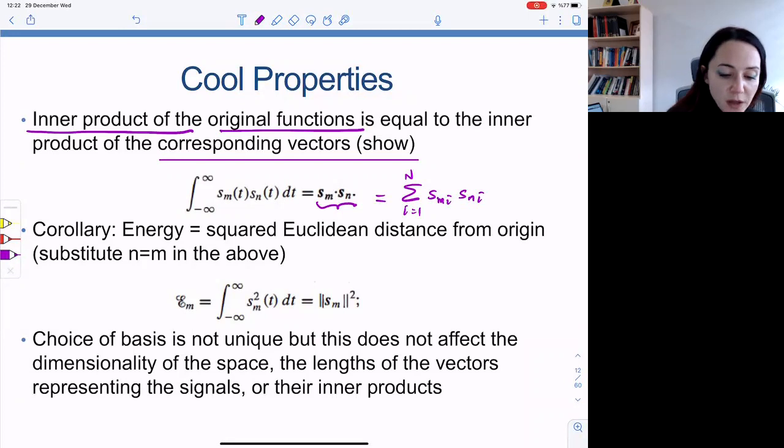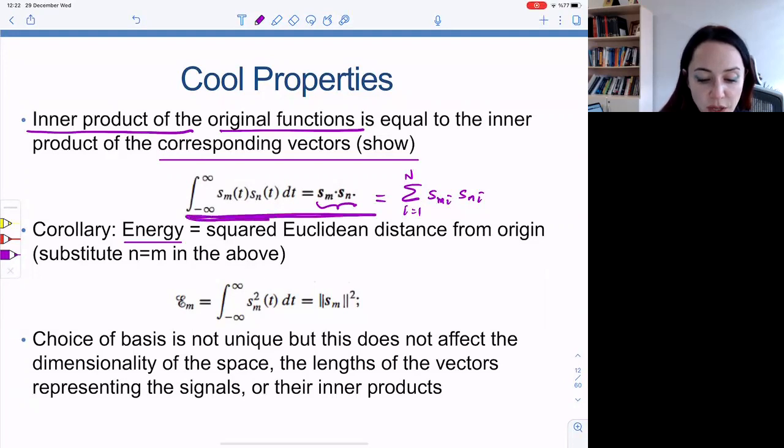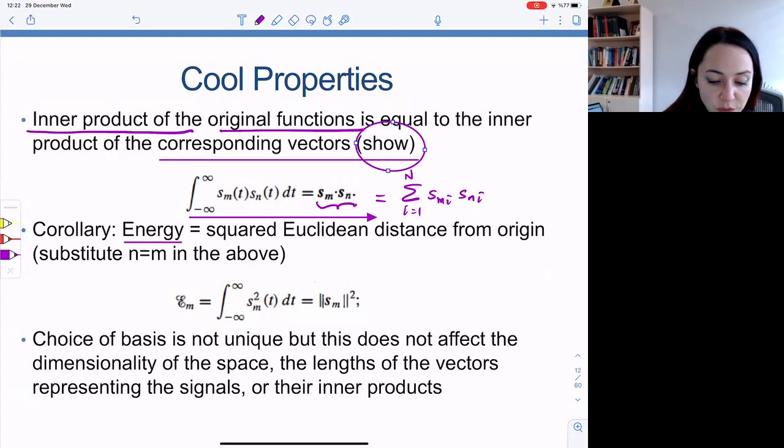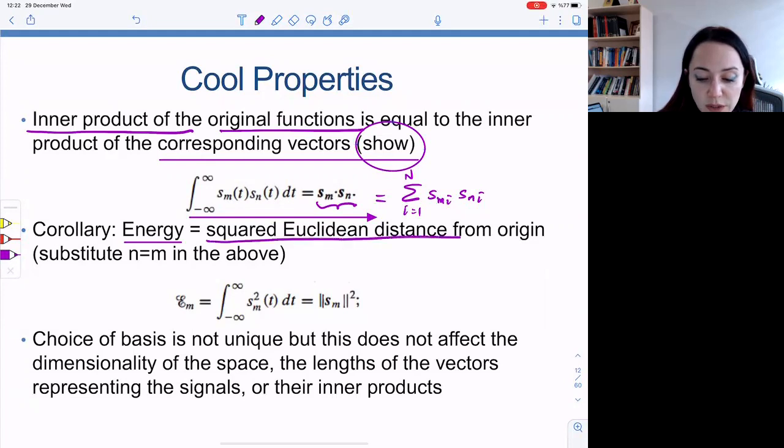Another result that follows from this is that you can compute energy, as you know, we compute energy by taking the inner product of the signal with itself. Okay, but as a corollary of this result, by the way, I would like you to show this result. It's very simple to show. By a corollary of this result, the energy of a waveform can be computed from this vector representation as the squared Euclidean distance from the origin.